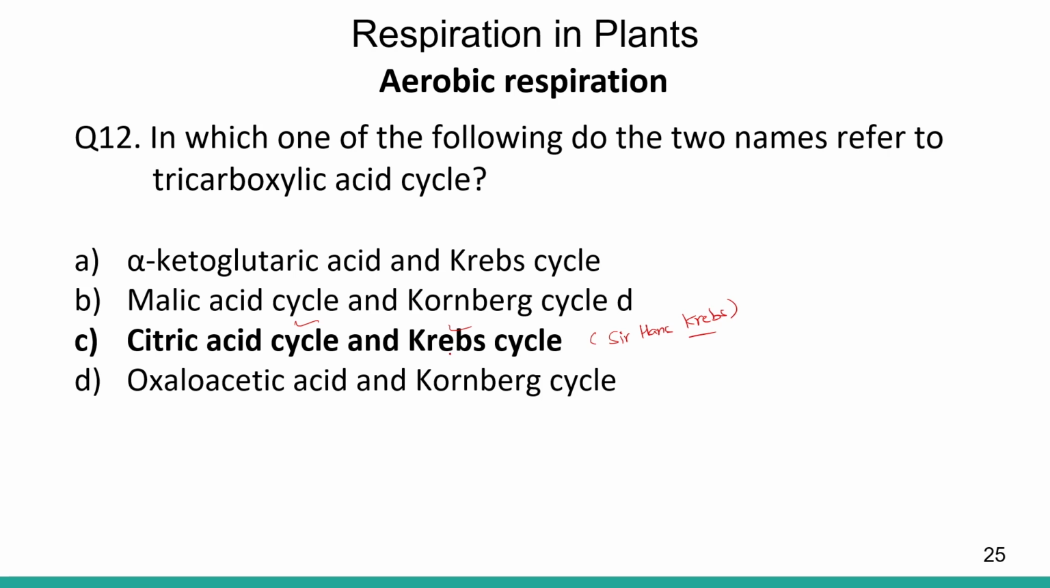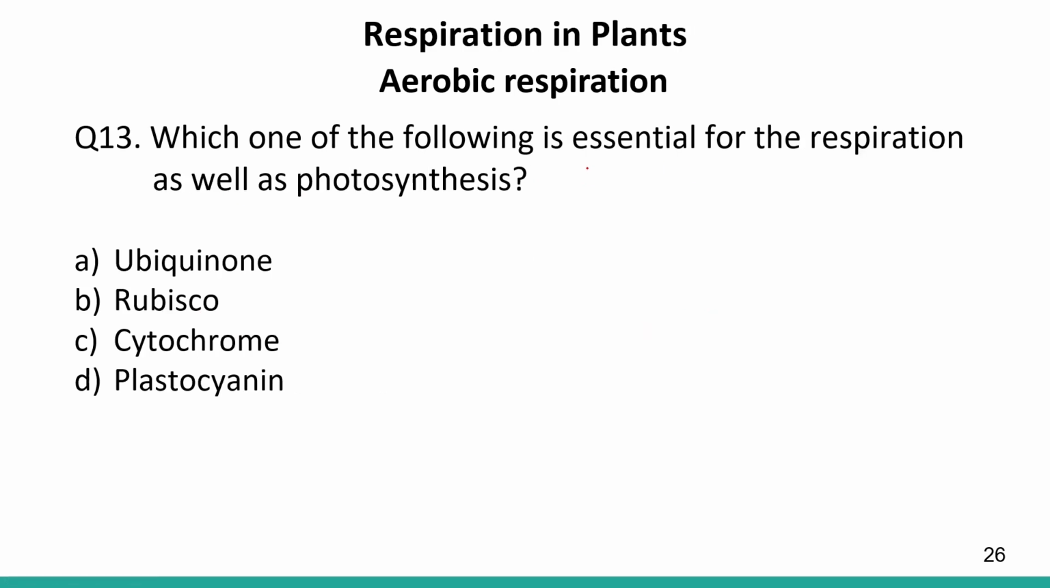He gave the Krebs cycle, and why is it called citric acid? Because the first product from it is citric acid, which is a 6-carbon compound. And why is it called tricarboxylic acid? Because there are 3 carboxylic acid groups in citric acid. That's why it is known as TCA cycle.